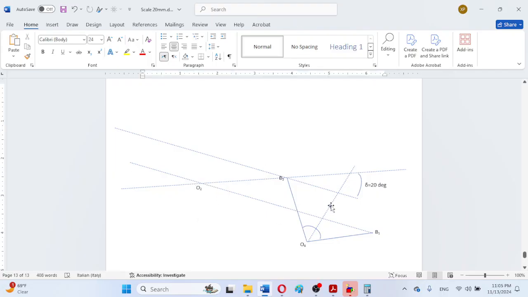For example, just copy this smaller circle here and move it to here. So in this way point O2 has been specified, and after that we can either use that formula a plus b, where O2 B2 we can measure and O2 B1 can be measured, and then we can solve these two equations simultaneously.